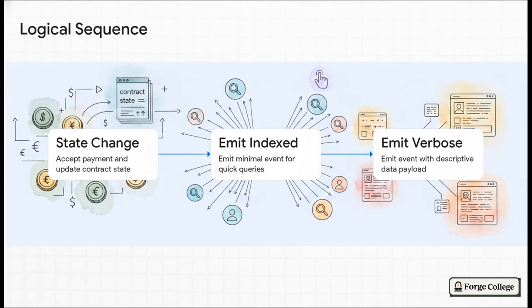Inside our payable function, the logical sequence is actually beautifully simple. Step 1, we accept the payment and change the state, like incrementing our purchase counter. Step 2, we emit our lean, searchable, indexed event for those quick queries. And step 3, we can even follow it up by emitting a verbose event packed with string descriptions in the data payload, specifically for the user interface to eventually display.